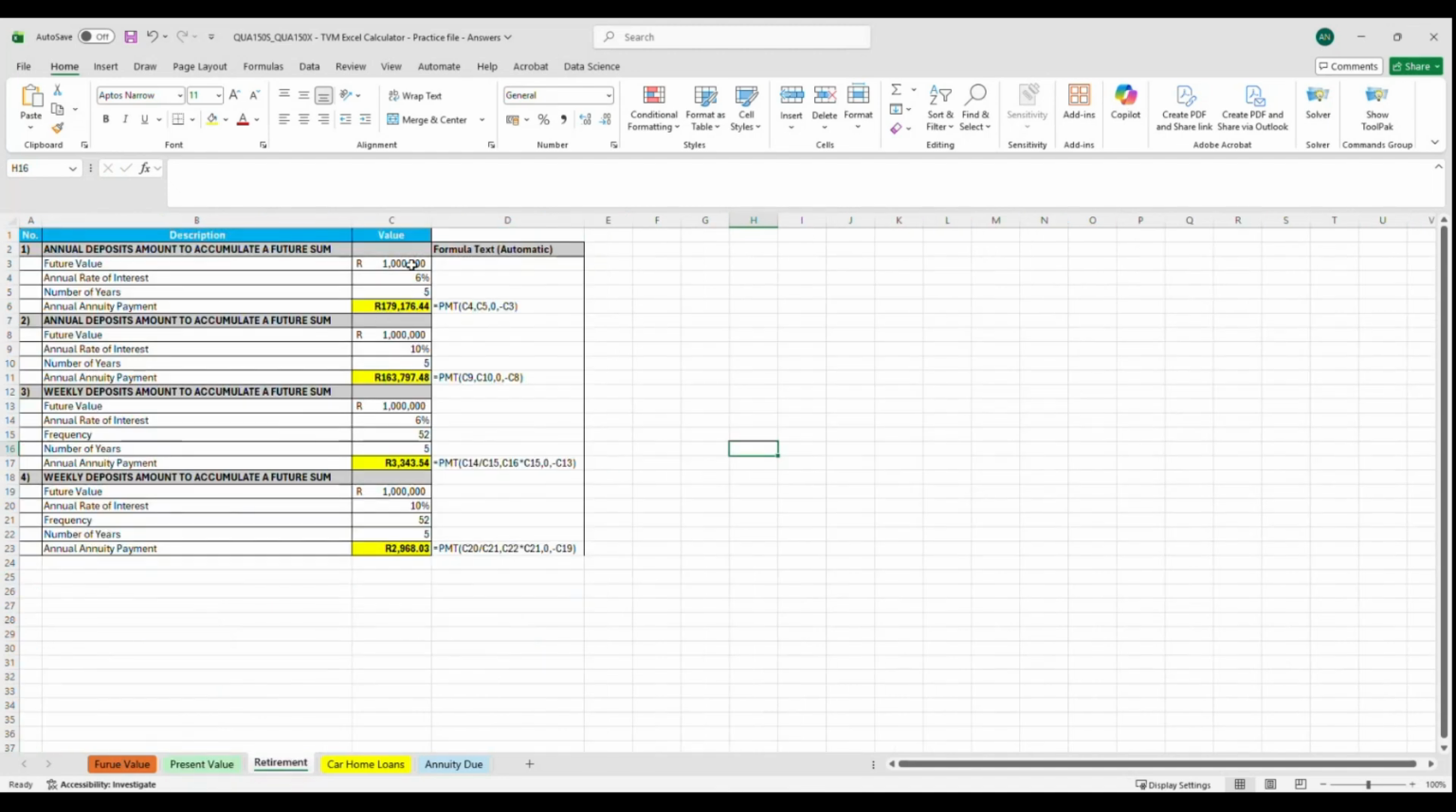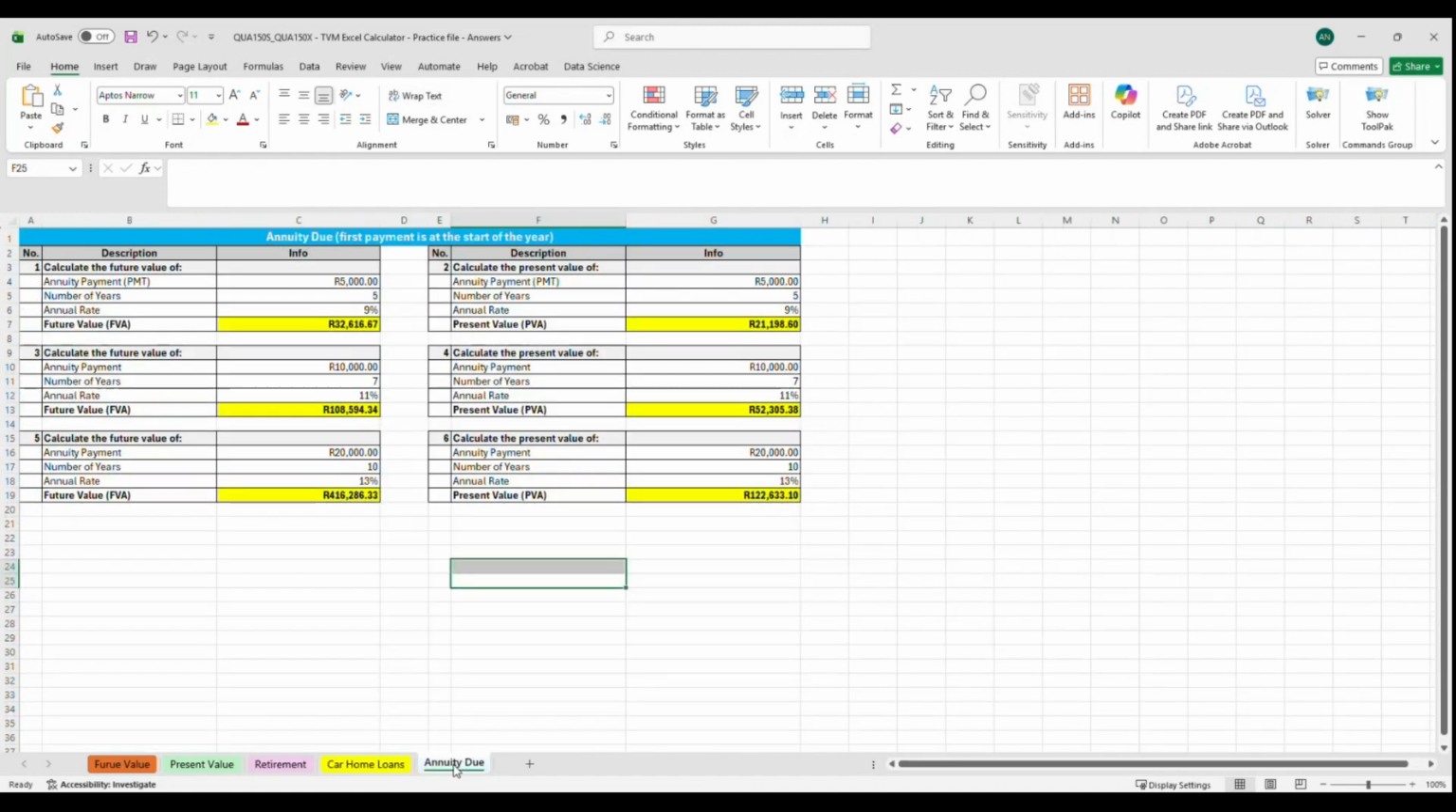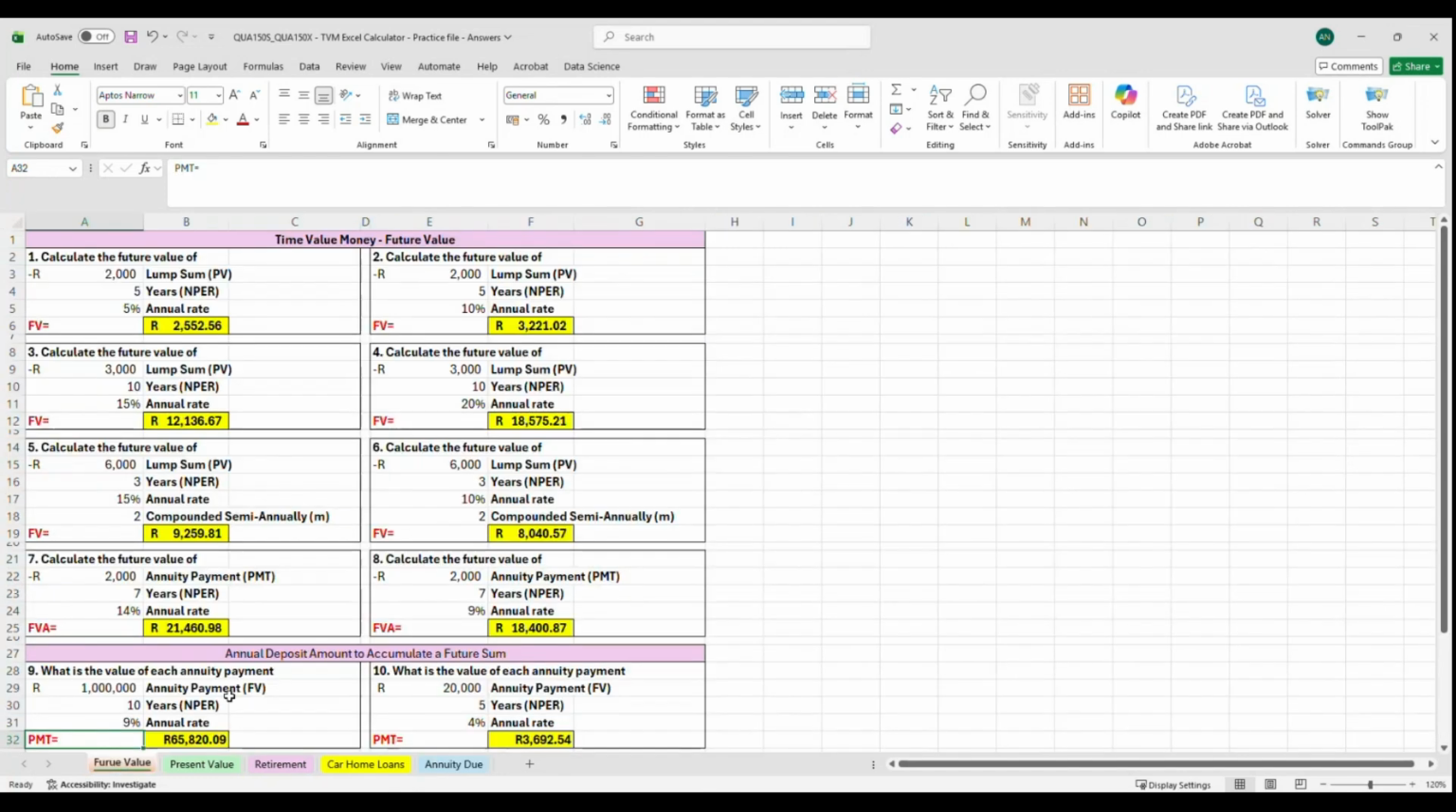I've just inserted the answers, but the one that you'll have, the one without the answers, will be blank. You will need to punch in these details and then calculate your formula. This way you see the yellow. So I'll just go through each of these so that we at least understand what's going on.